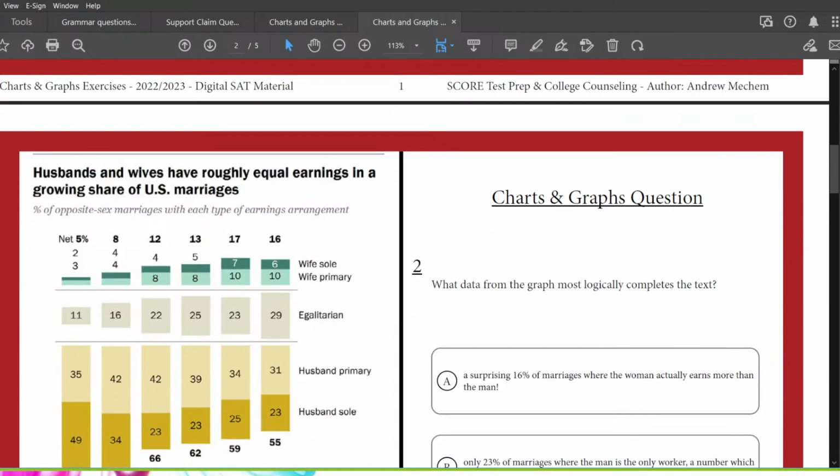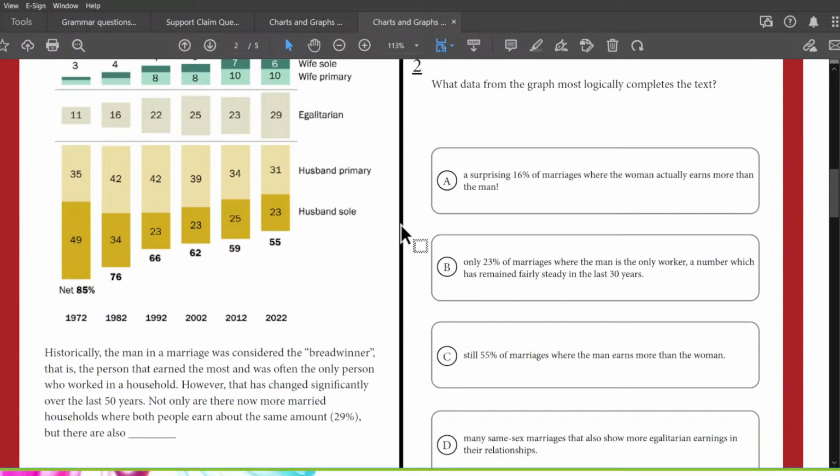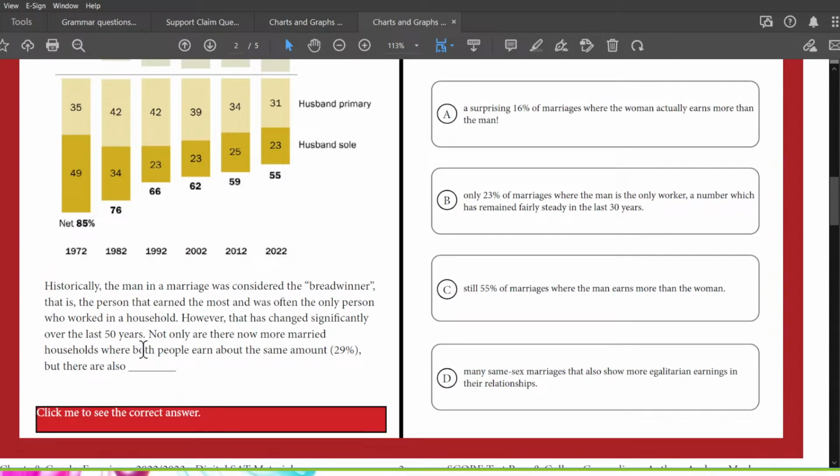All right. Let's move on to number 2. Looks like most people are saying A on this one. So let's see what you got. Okay. So again, what data from the graph most logically completes the text? I go down here and I see not only are there now more married households where both people earn about the same, 29%, but there are also blank.